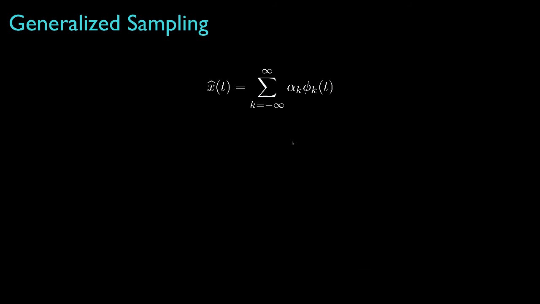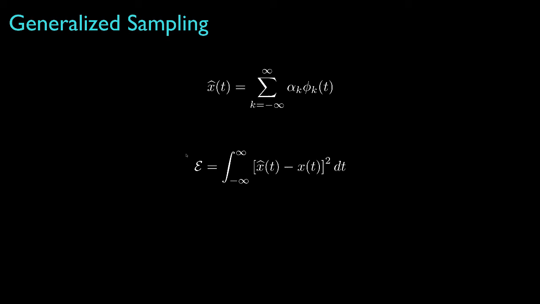Now, for a particular signal x of t, there's nothing that guarantees that we can find coefficients, the alphas, that will perfectly represent the signal for a particular basis set. In an attempt to do the best that we can do, we might assign the coefficients so that the integrated square error between the original signal and our approximation, that we'll denote as x with a little hat on top of it, is as small as possible.